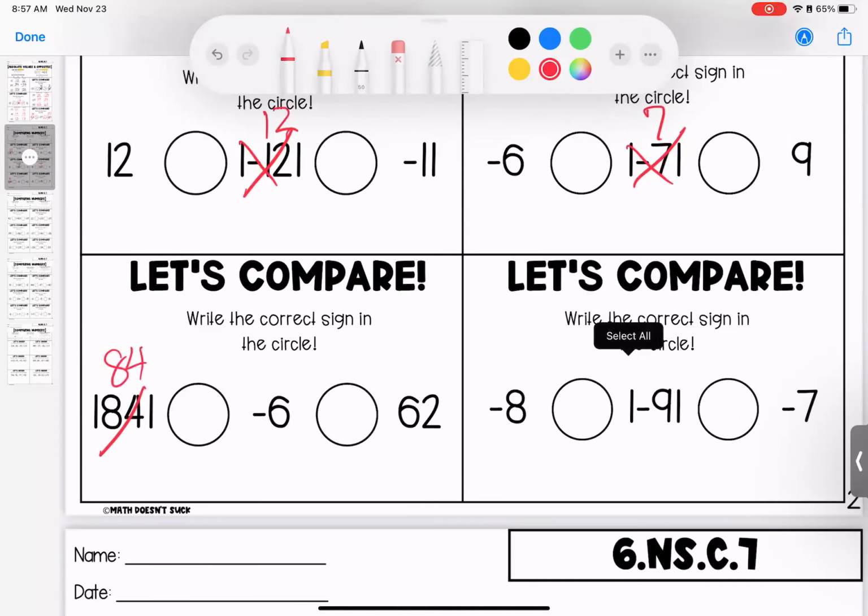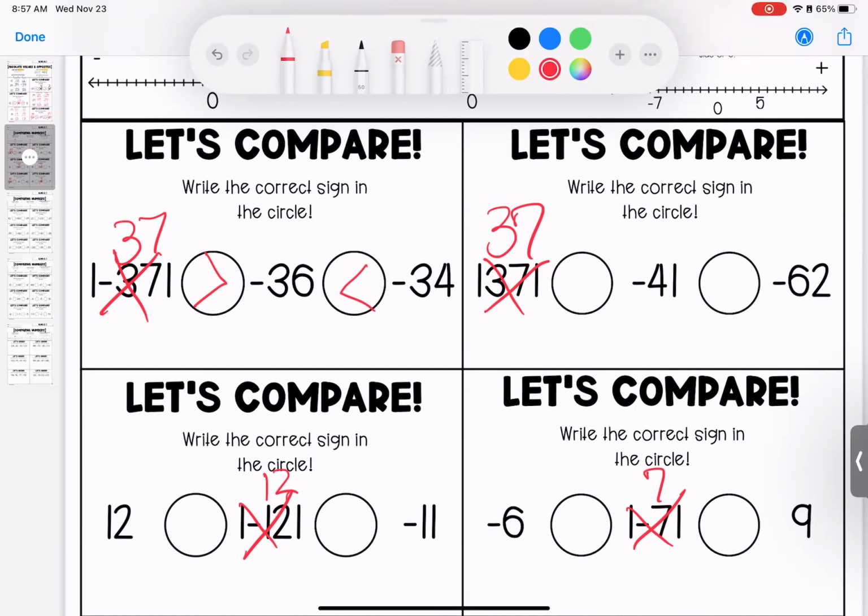37 is greater than -36. -36 is less than -34. Remember, negative numbers are weird. We're looking at the distance from 0. Even though on a positive side, 36 is bigger, on a negative side, it's smaller because it's further from 0.